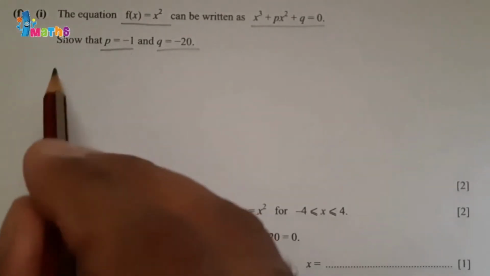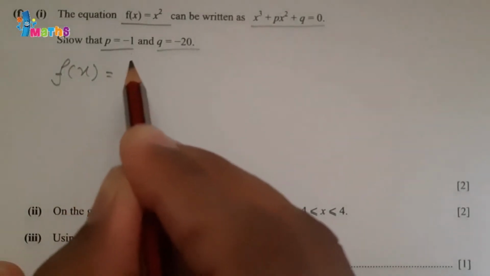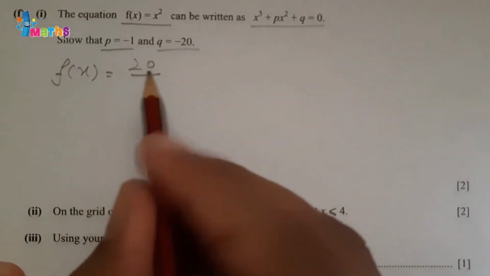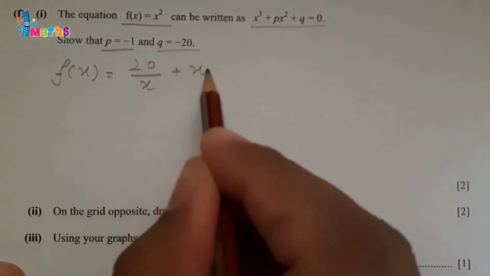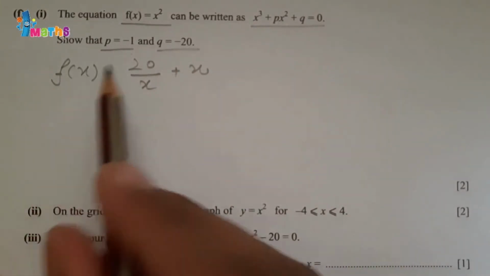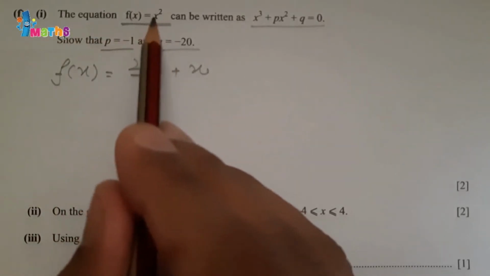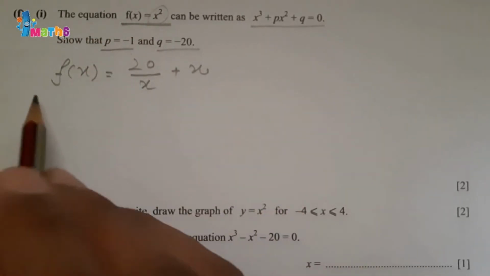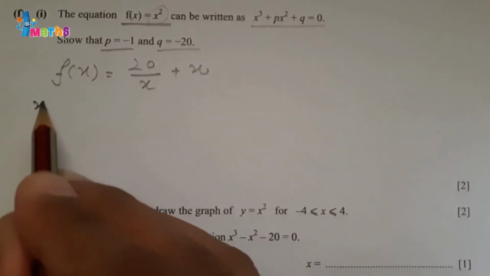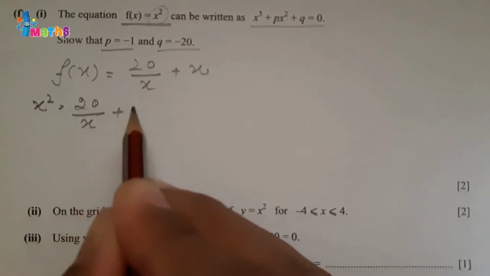The given equation is f of x is equal to 20 over x plus x. This is the given equation at the start of question number 3. So in this part f1 they have provided us f of x is equal to x square. So we'll replace here f of x with x square. So x square is equal to 20 over x plus x.